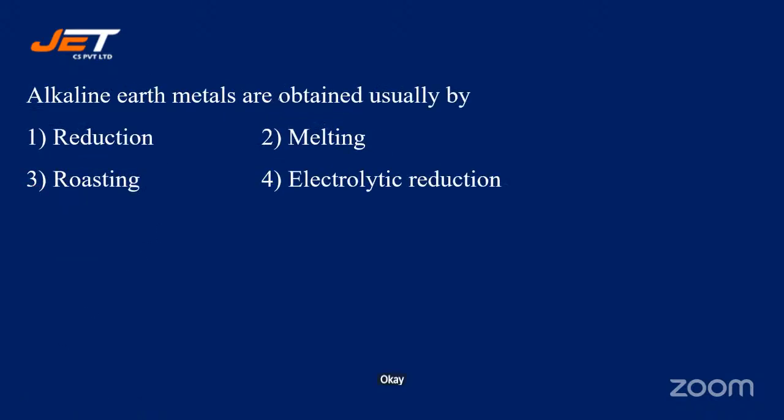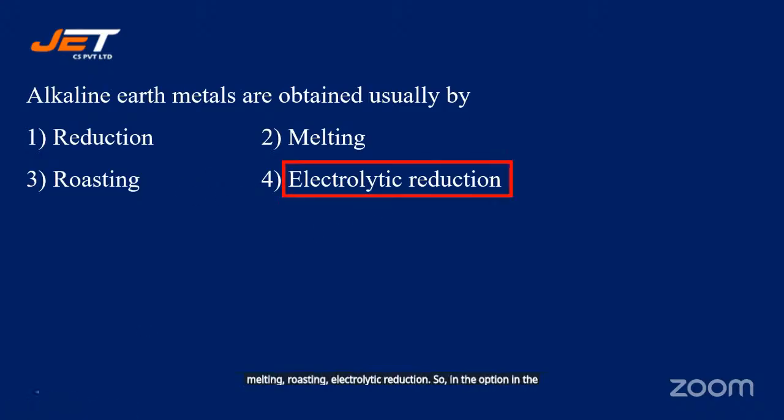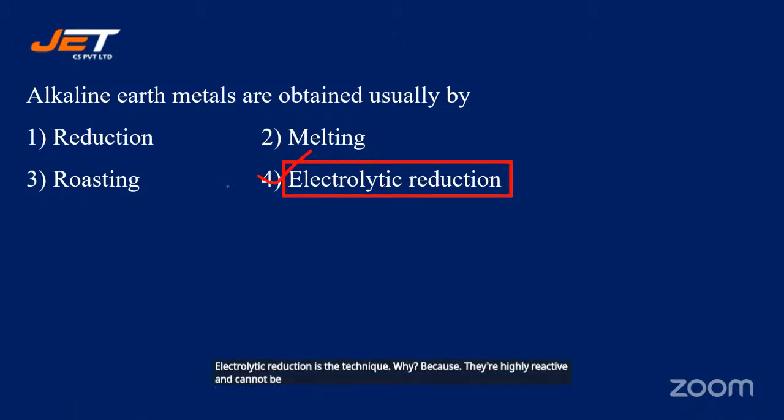Okay, alkaline earth metals are obtained usually by which type of separation? Reduction, melting, roasting, electrolytic reduction. Electrolytic reduction is the technique. Why? Because they are highly reactive and cannot be reduced by carbon.